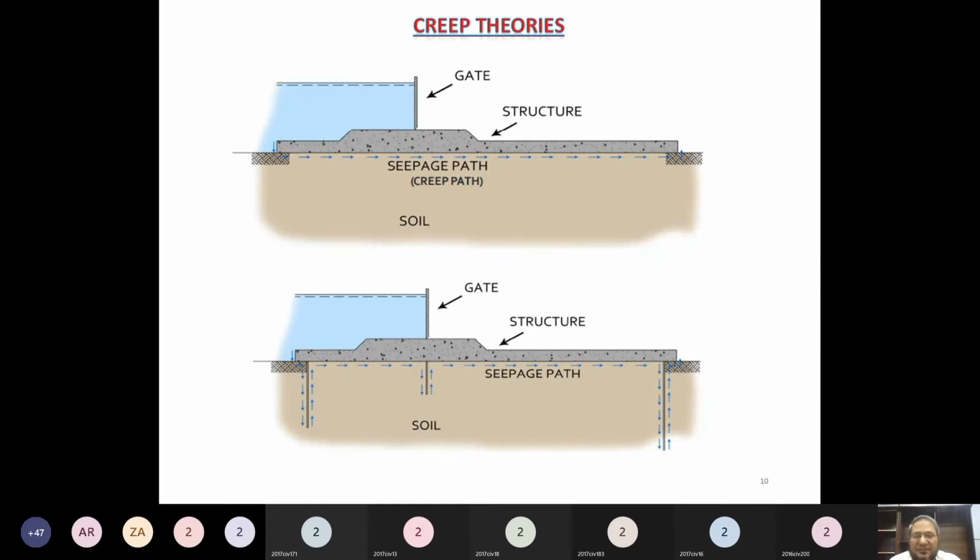Now come to the creep theories. What does the creep theory say? This is a concrete floor, maybe of a barrage or any structure, and this is the gate, and this is the head of water. According to creep theory, water creeps under the structure adjacent to the floors. Now the water will enter from this point.